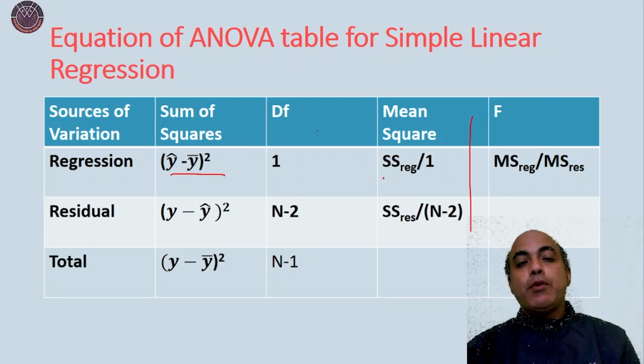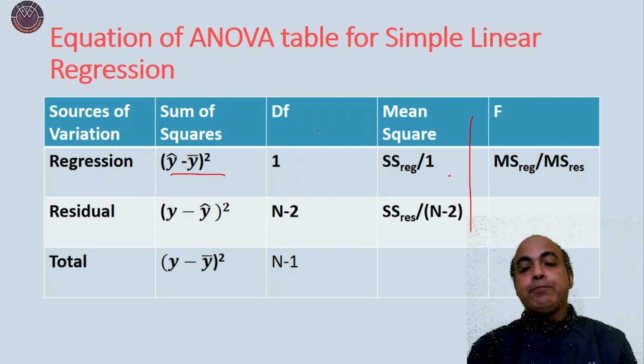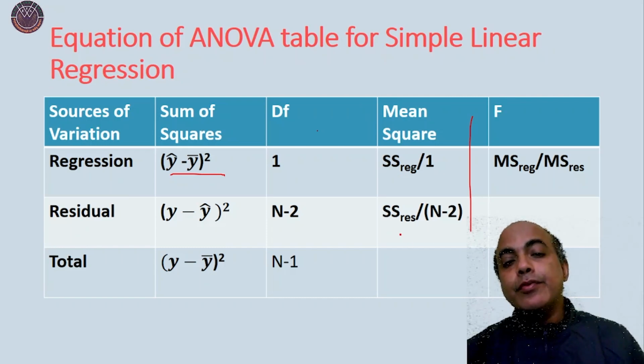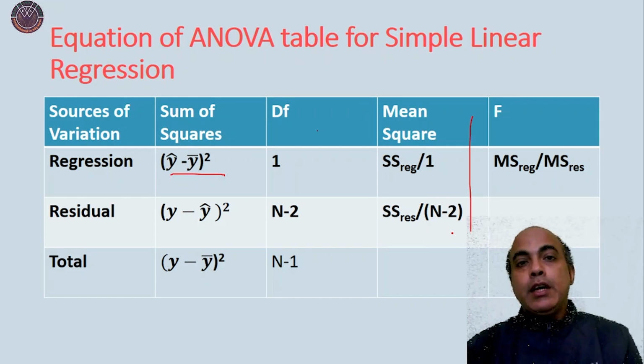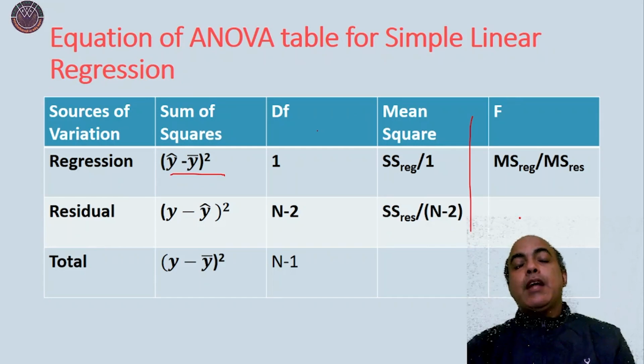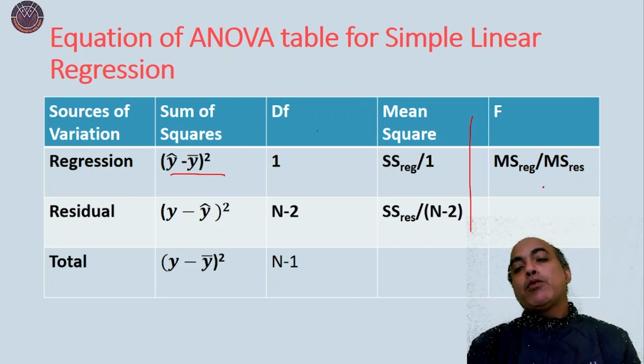Here we have the sum of squares of regression divided by degrees of freedom, which is 1 in our case. In the second row, the sum of squares of residual divided by n minus 2, which in our case is 10 minus 2, that is 8. Then we can obtain F by dividing the mean of squares of regression by the mean of squares of residual.